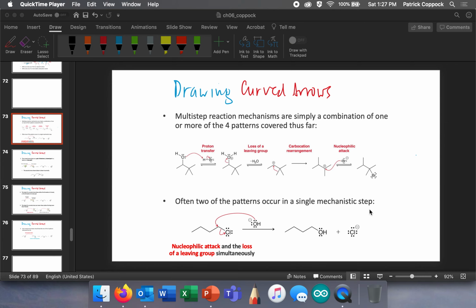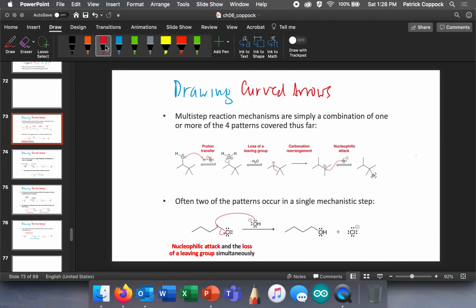Go over 4 rules with respect to drawing curved arrows. So it's important to appreciate that multi-step reaction mechanisms can sometimes just be a combination of the 4 patterns that we've described thus far. For example, as we have here, let me get my red marker out.